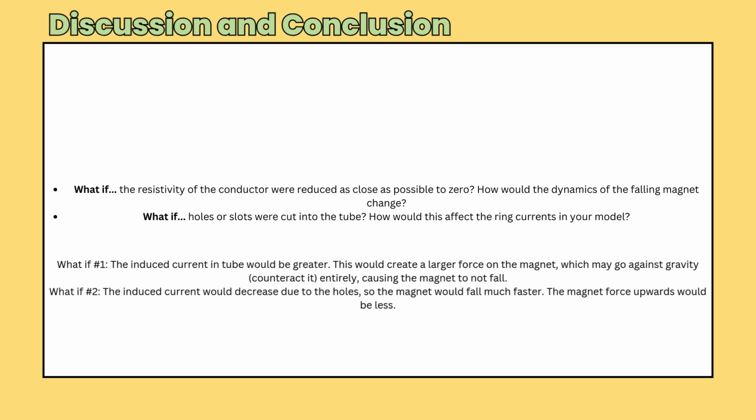The second what-if is: what if there were holes or slots cut into the tube? How would this affect the ring currents in your model? If there were holes and slots cut into the tube, the induced current would decrease due to the holes, so the magnet would be falling much faster. The magnetic force upwards would be a lot less in this scenario.